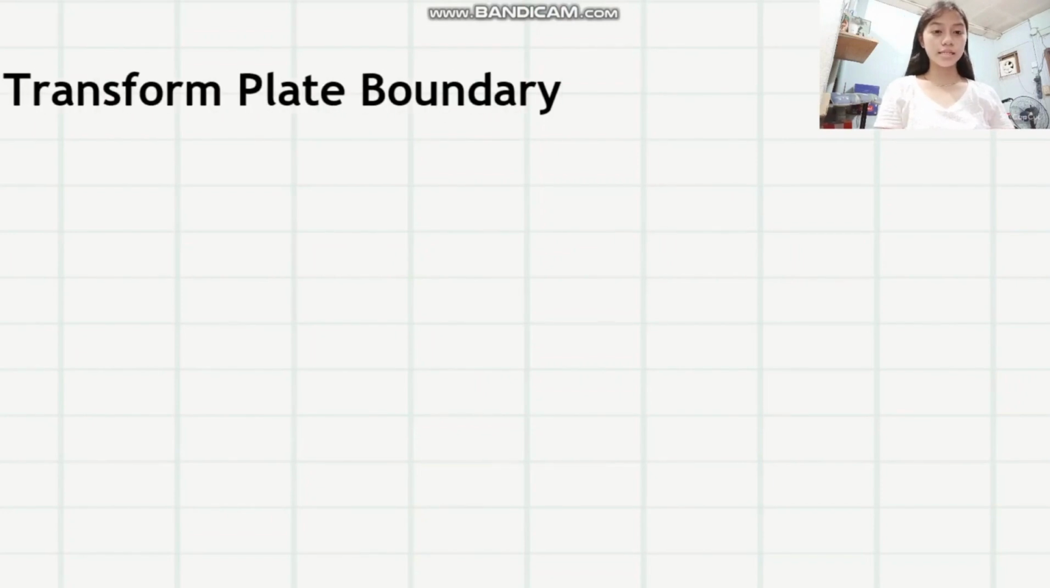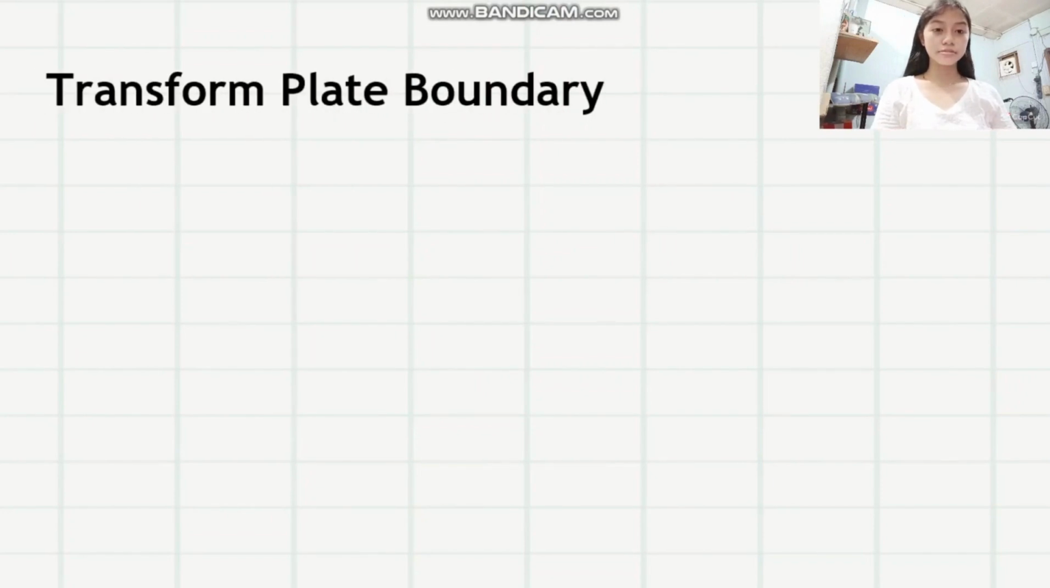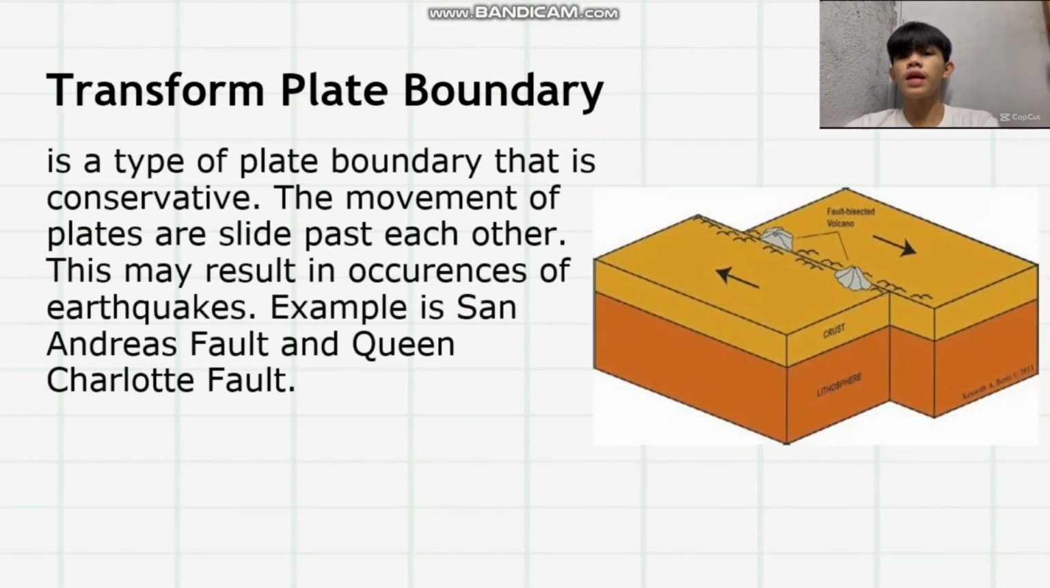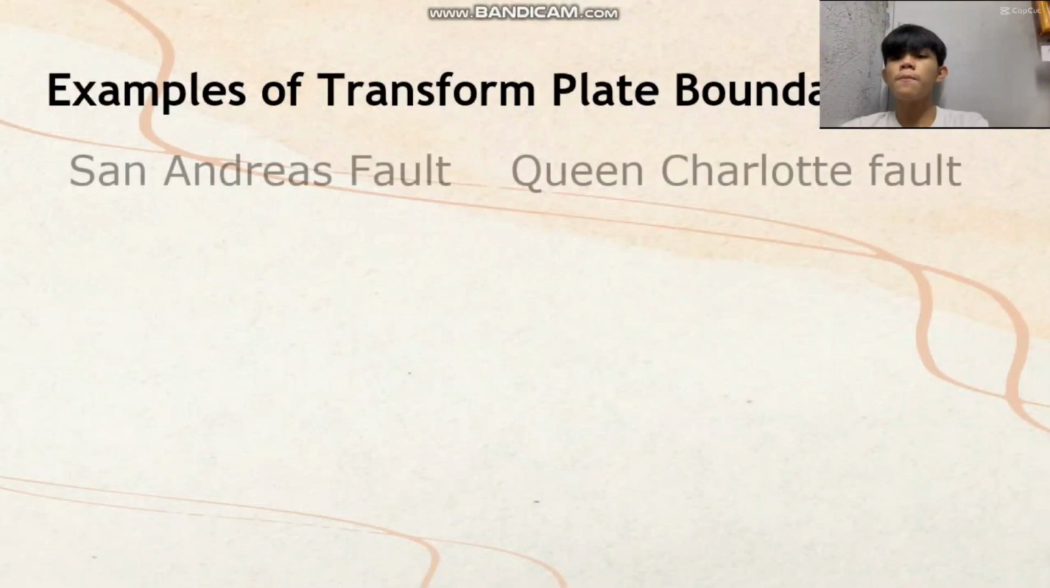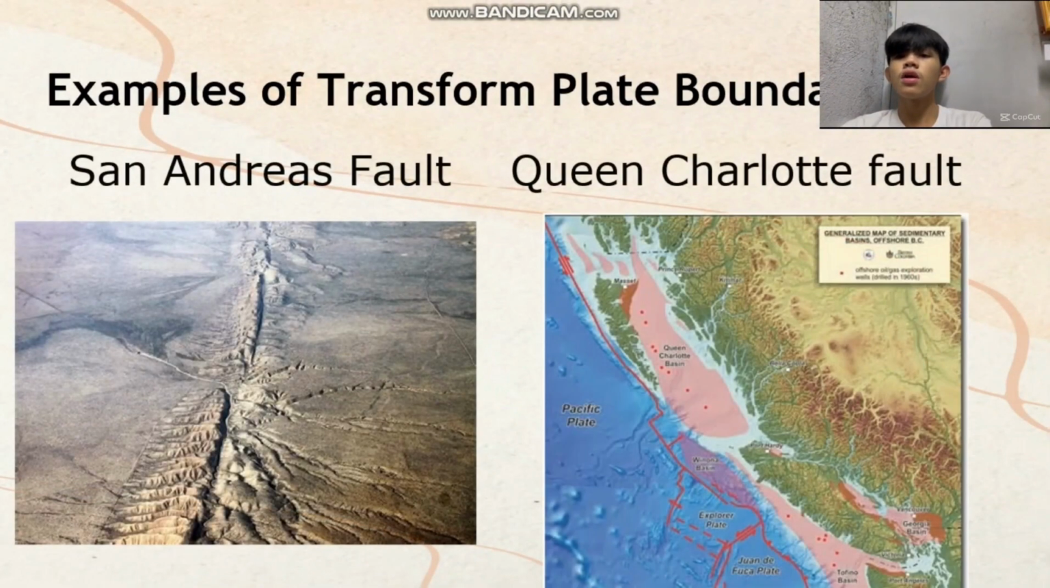Last but not the least of the types of plate boundaries is discussed by Andre Pangilinan. Transform fault boundary is a type of plate boundary that is conservative. The movement of plates is that they slide past each other. Lest you imagine a slippery, sliding motion, take note that the surfaces involved are exposed to huge amount of stress and strain and are momentarily held in place. As a result, when the two plates finally succeed in moving with respect to one another, huge amount of energy is released. This causes earthquakes. Examples are San Andreas Fault and Queen Charlotte Fault.